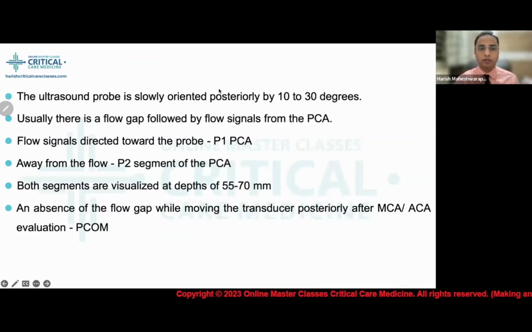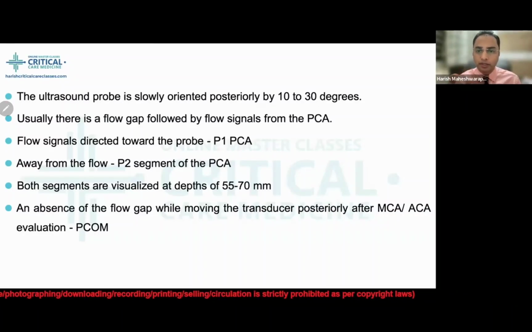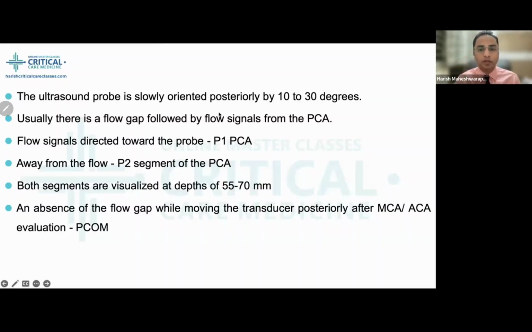So the ultrasound probe is slowly oriented posteriorly by 10 to 30 degrees in the temporal window. Usually there is a flow gap followed by a flow signal from the PCA. Means from MCA, when you orient 10 to 30 degrees in the temporal window towards posterior, there will be some flow signal gap. Again, the flow signal starts. So that is from the PCA.